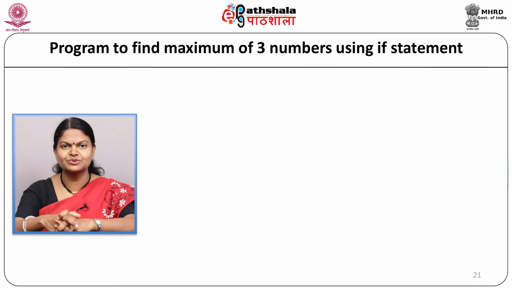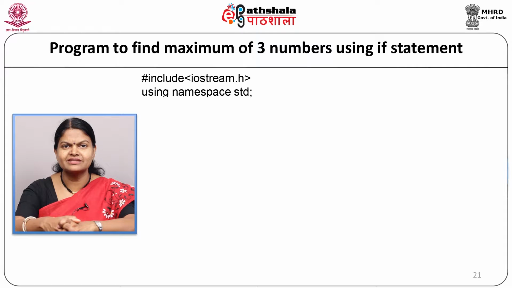Now let us start with the program to find out the maximum of 3 numbers using the simple if statement. We will start with the program: #include <iostream.h>. Next one is using namespace std. Now we will start with the main function, main opening and closing bracket. First we will declare the variables integer x, y, z and max. Here the max variable will store the maximum between the 3 numbers x, y and z.